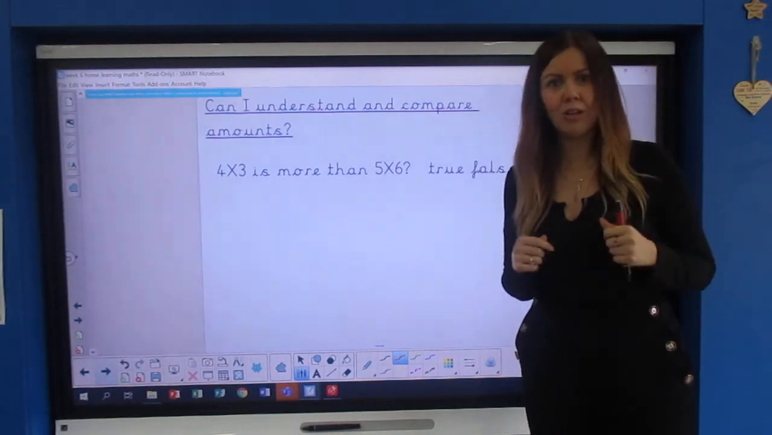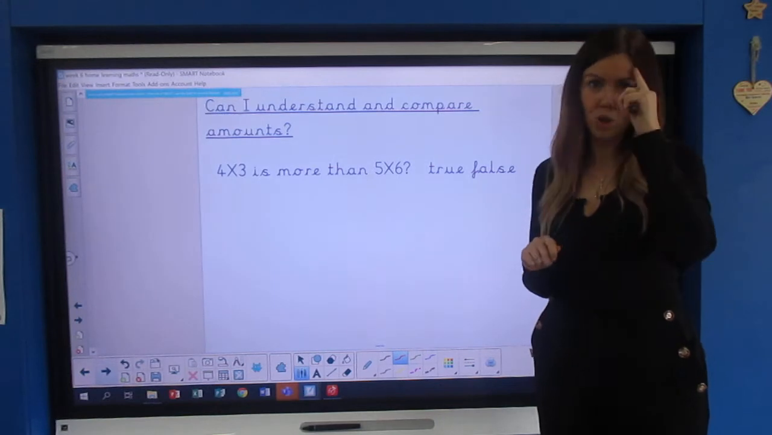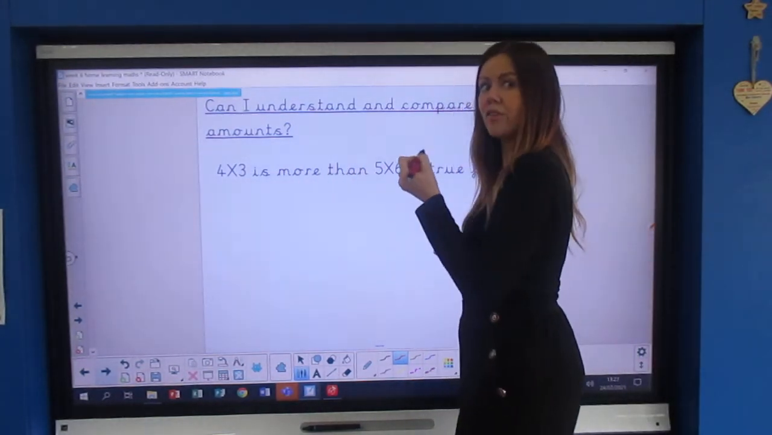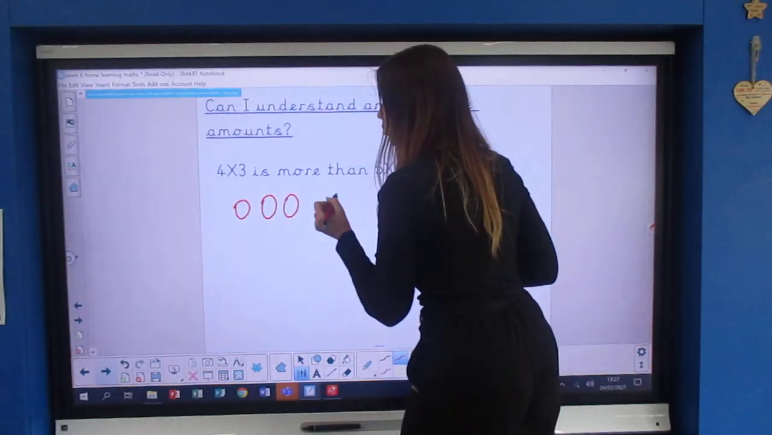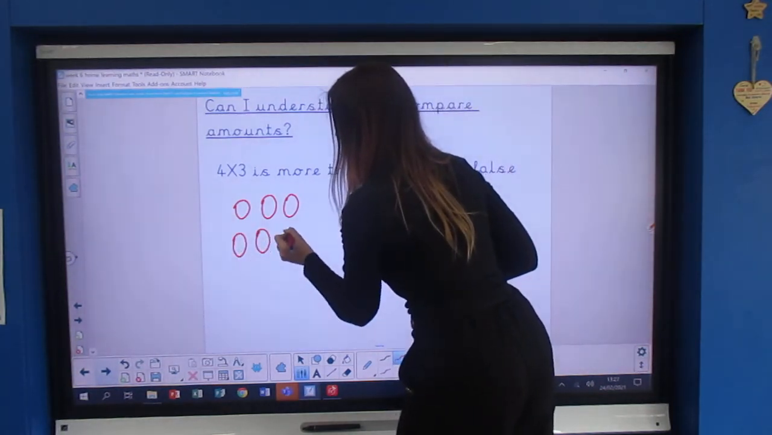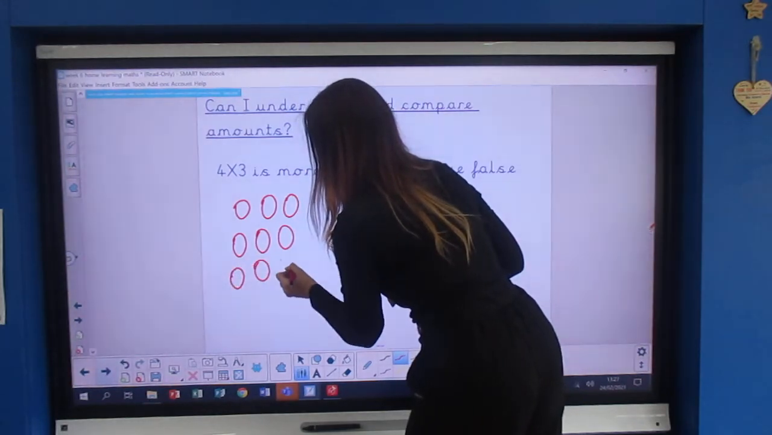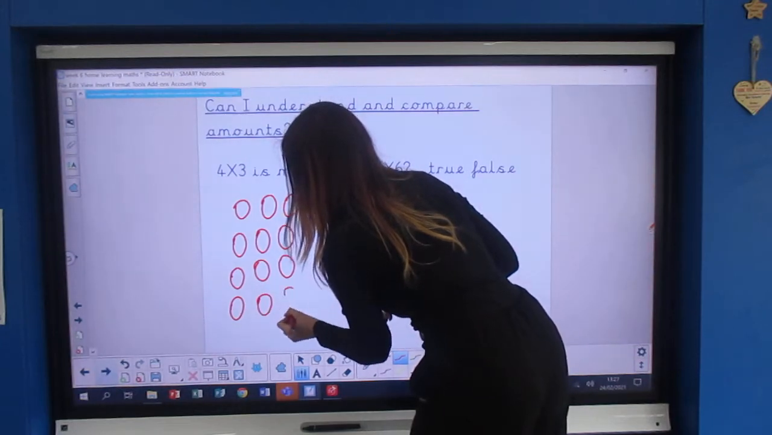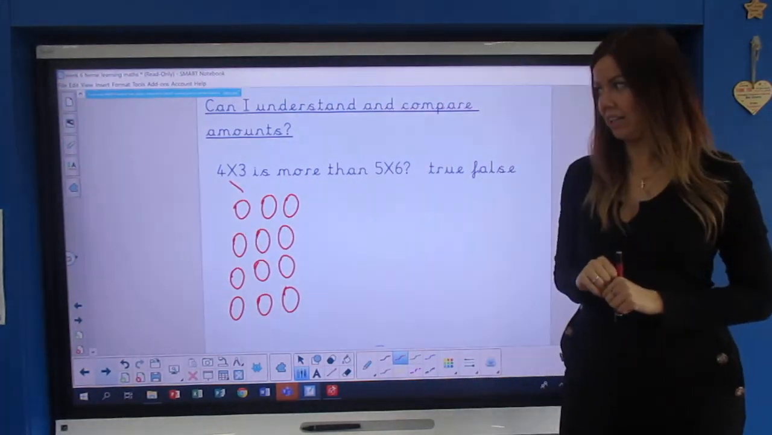So if you want to do it in your head, brilliant. If you need to draw it, use your whiteboard or some pencils or crayons, okay? 4 lots of 3. 1, 2, 3. That's 1 lot. 1, 2, 3. 2 lots. 1, 2, 3. 3 lots. 1, 2, 3. 4 lots. 4 lots of 3.